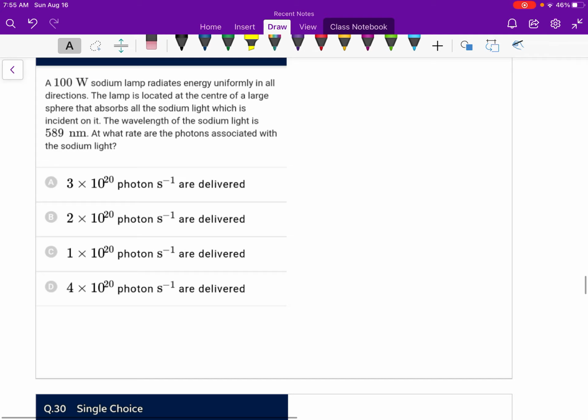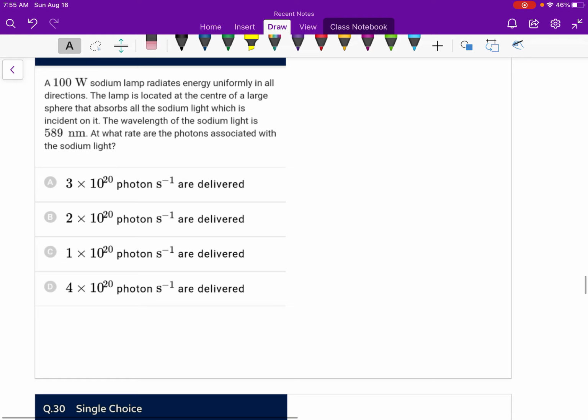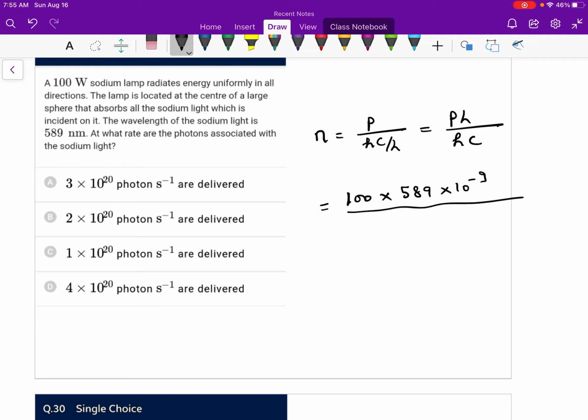A 100-watt bulb radiates energy. The lamp is located at the center of a large sphere that absorbs all the sodium light. The wavelength of sodium light is given. At what rate are the photons associated with the sodium light delivered to the sphere? Okay, so the number of photons delivered per second is P upon hc by lambda, that is P lambda upon hc. So P is 100, lambda is 589 into 10 to the power minus 9, h is 6.6 into 10 to the power minus 34, and c is 3 into 10 to the power 8.